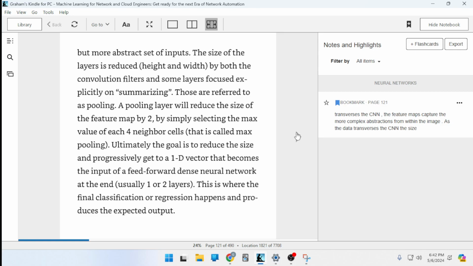A pooling layer will reduce the size of the feature map by 2 by simply selecting the max value of each 4 neighbor cells. That is called max pooling. Ultimately, the goal is to reduce the size and progressively get to a 1D vector that becomes the input of a feed-forward dense neural network at the end, typically 1 or 2 layers. This is where the final classification or regression happens and produces the expected output.